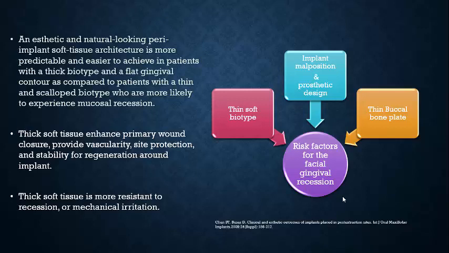An aesthetic and natural-looking peri-implant soft tissue architecture is more predictable and easier to achieve in patients with a thick biotype and a flat gingival contour, as compared to patients with a thin and scalloped biotype, who are more likely to experience mucosal recession. Thick soft tissue enhances primary wound closure and provides vascularity, site protection, and stability for regeneration around the implant. The thick soft tissue biotype is more resistant to mechanical irritation and recession. So the thick biotype will act as a cushion, provide better vascularity, and be more resistant to any mechanical irritation and subsequent recession.